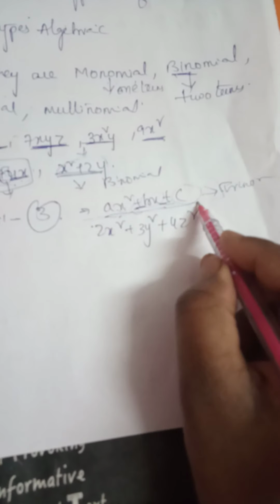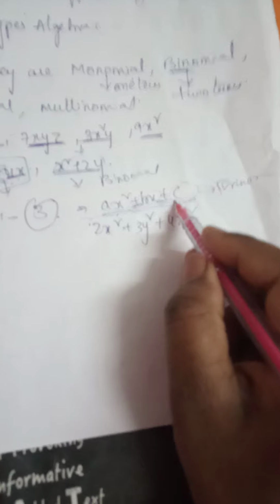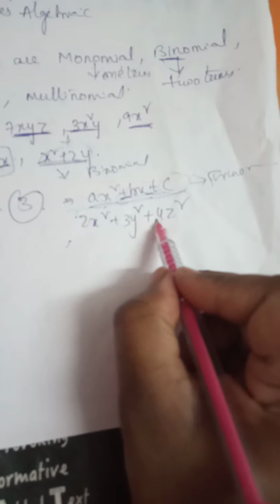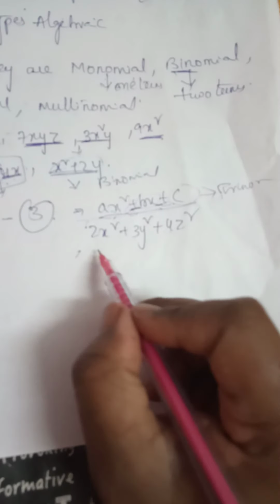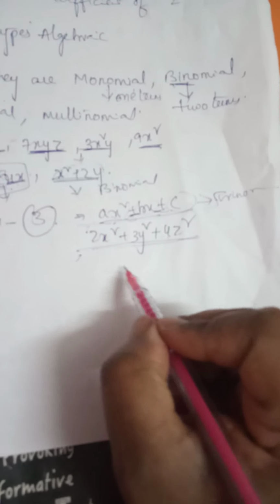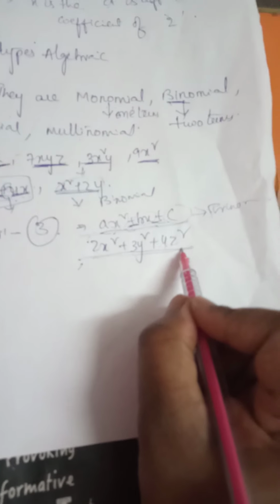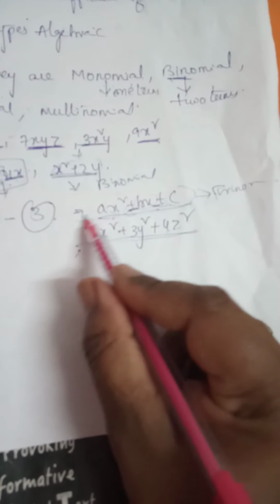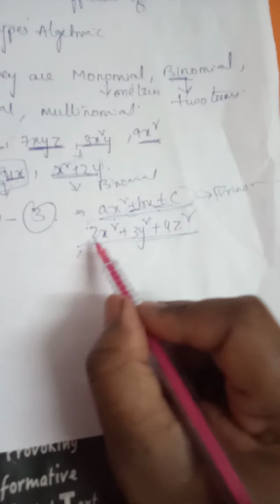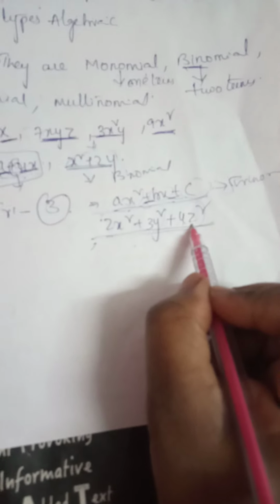Not only in variables, we can show it in numerical form also, that is 2x square plus 3y square plus 4z square. This is considered a numerical expression, and in a numerical expression also we can show a trinomial. We can easily identify a trinomial expression. Here 2x square is one term, 3y square is one term, 4z square is one term. Here there are three terms, so we say this is a trinomial expression. Okay children.